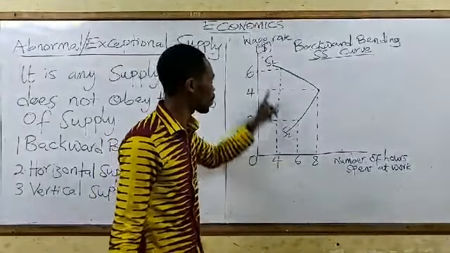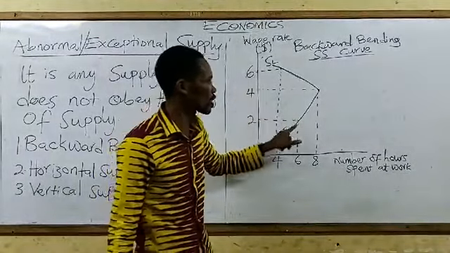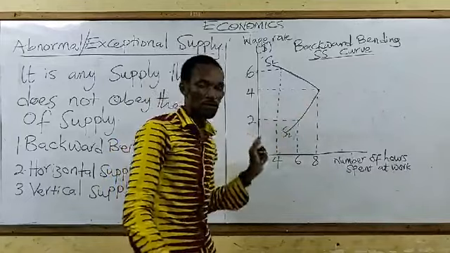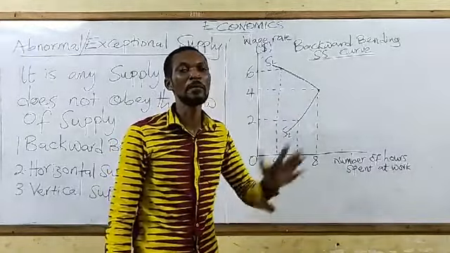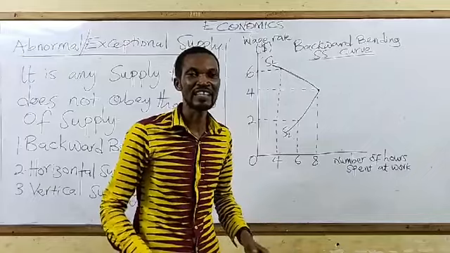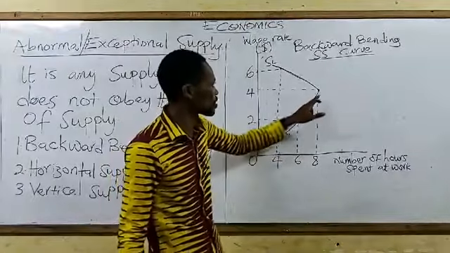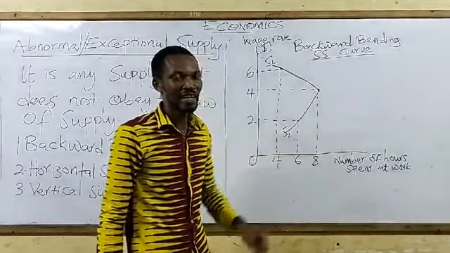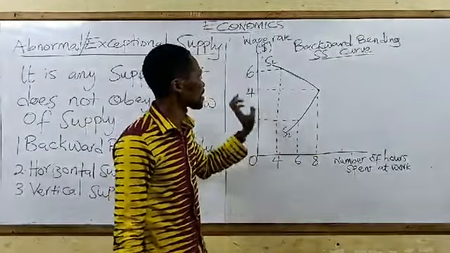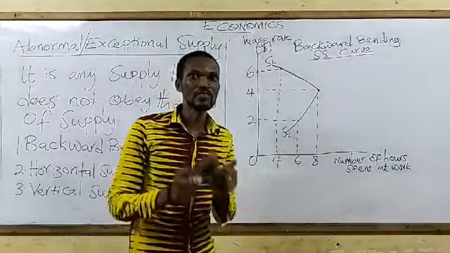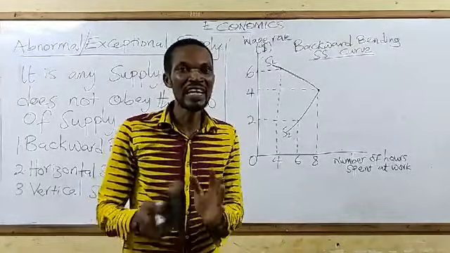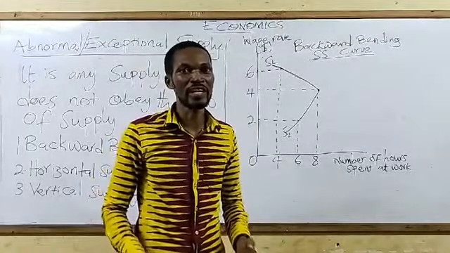So this particular situation has resulted in the curve going backwards. That is why we call it backward bending supply curve, and it is abnormal. It is not normal. The normal one is when it slopes this way. And I am insisting that this type of supply curve is associated with the labor market, supply of workers.